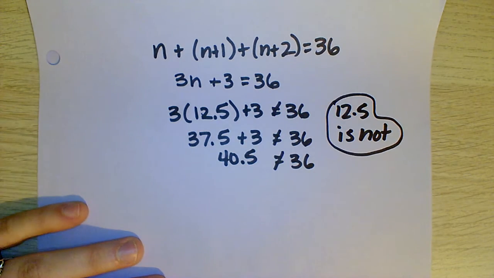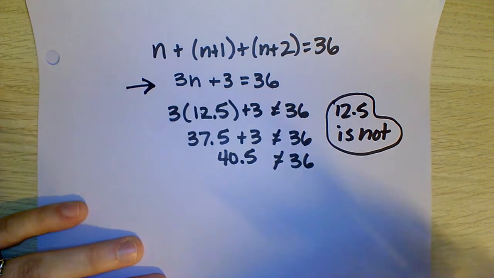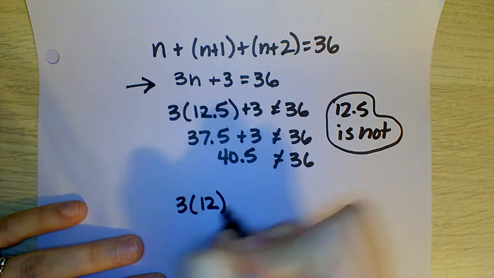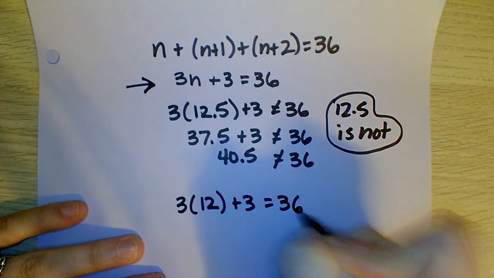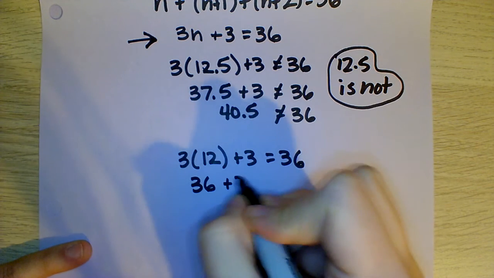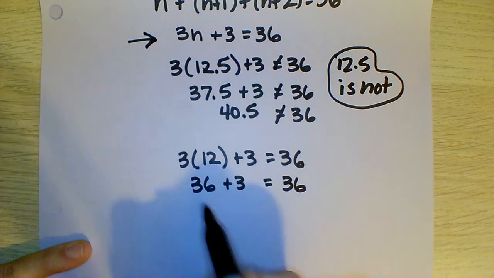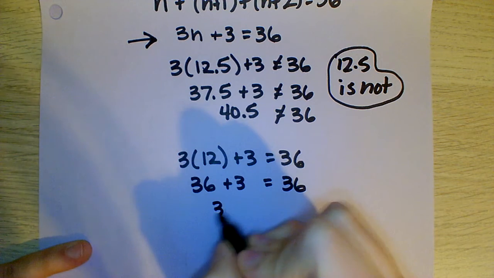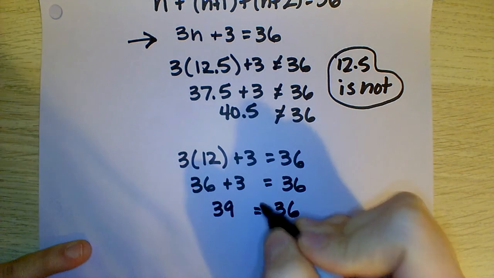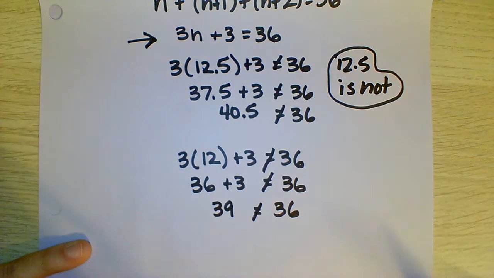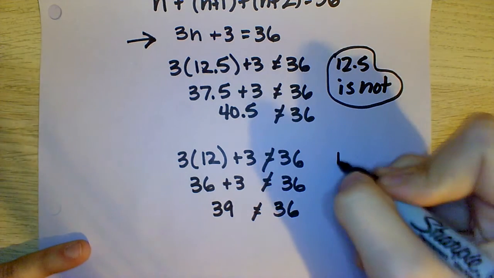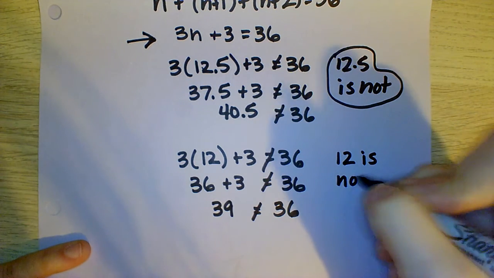Our next one to check is 12. We're going to use this equation again and check 12 for n. Three times 12 is 36. 36 plus 3 is 39. Are those equal? No. And since this one is not, that means each of our steps was also not. So over here we say 12 is not a solution.